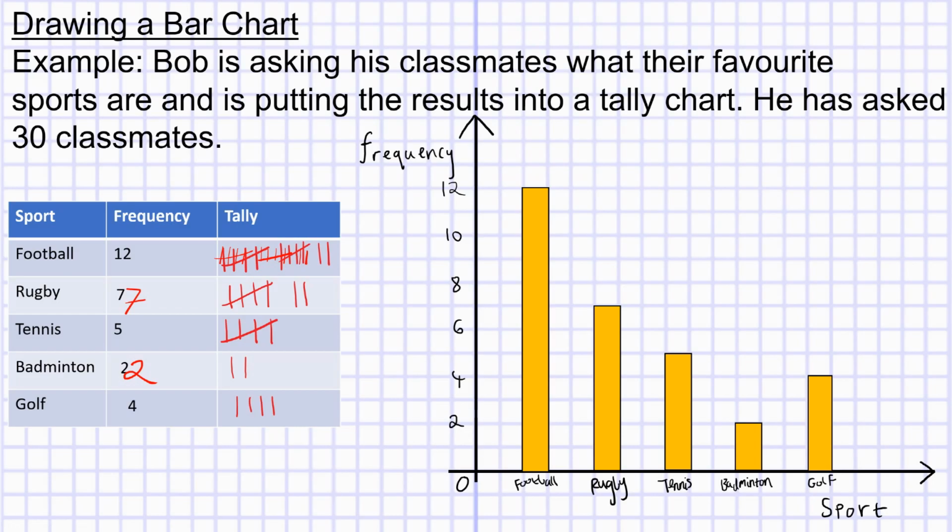We should also label this bar chart of Bob's classmates' favourite sports, maybe.